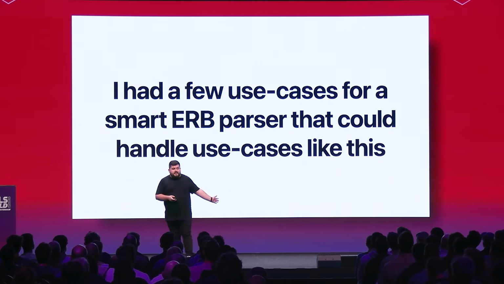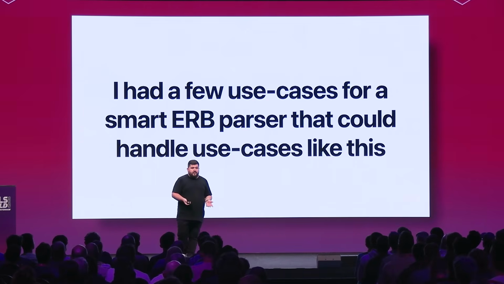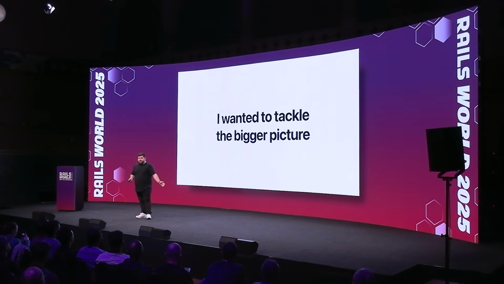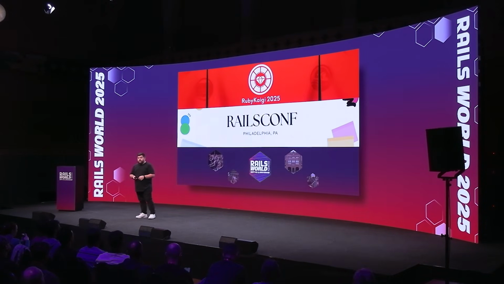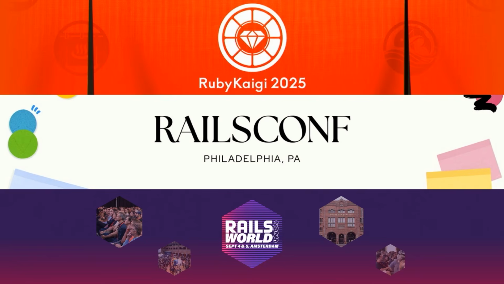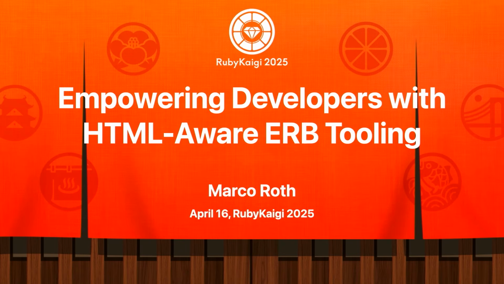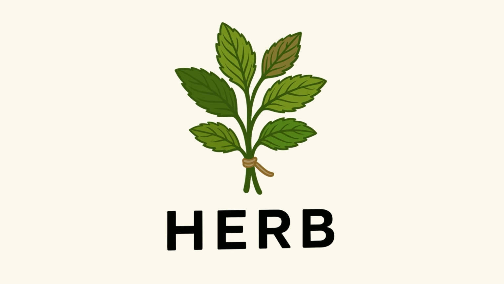So these few cases that I had, and a few other ones, led me to think maybe we need a better ERB parser that also is HTML aware. So I wanted to tackle the bigger picture. And that's what I was able to do in the RubyKaigi talk early this year in Japan. I wanted to show what we can do with an ERB parser. And then later at RailsConf this year as well, I showed what we can do with this now in terms of tooling. And today I want to talk about how we can use this to render ERB as well. So going back to RubyKaigi, I introduced Herb.